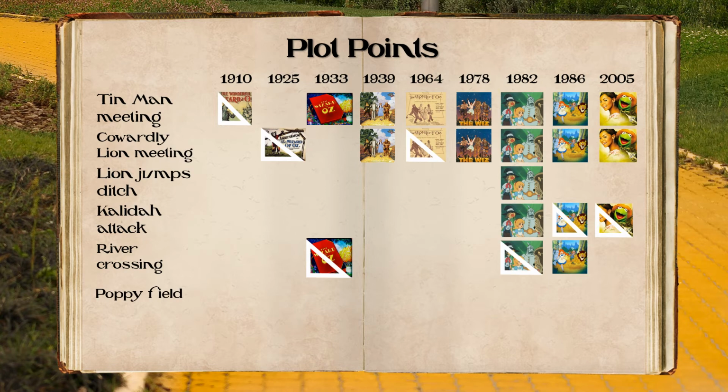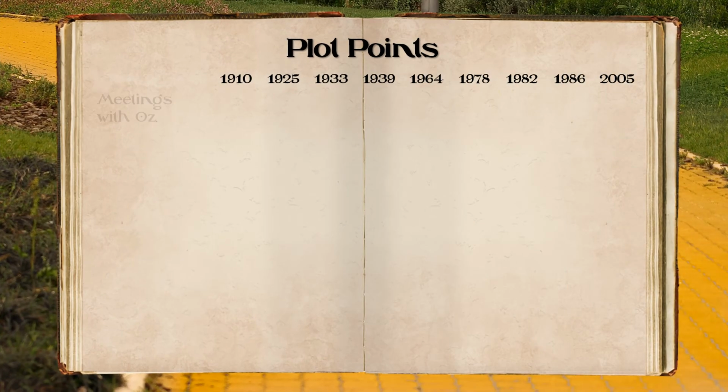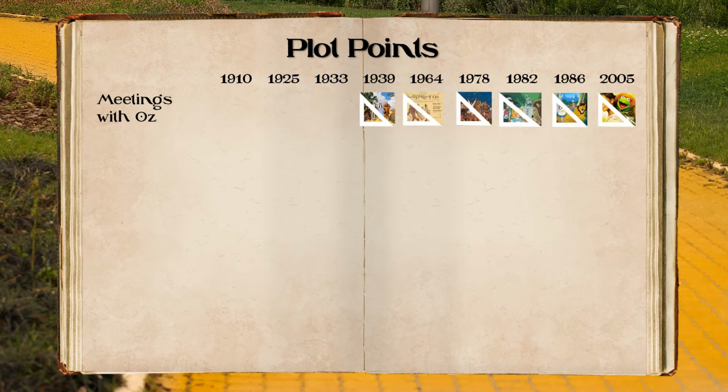The poppy field shows up in some form in '39, '78, '86, and '05. In both 1978 and 2005 it takes the form of a nightclub of some sort. The Emerald City family is not in any of these versions, so there's no staying the night with them. Oz meets the companions in various ways from 1939 to 2005, though none of them is quite like the book, so partial points for this plot point.